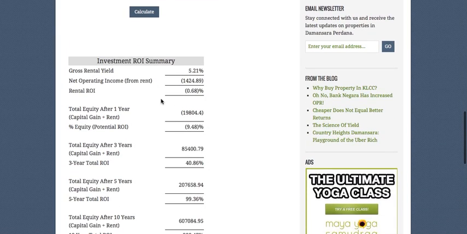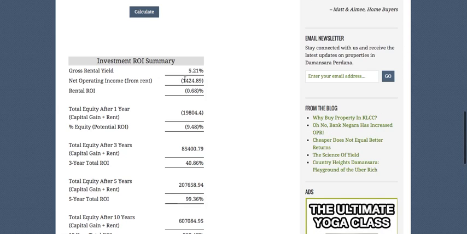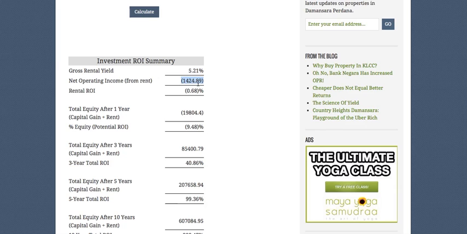These are the results. My gross rental yield is 5.21%. My net operating income is 1,424 ringgit and 89 cents. Now this basically means that my rent will not cover my expenses. So every year I'm going to have to fork out this amount.